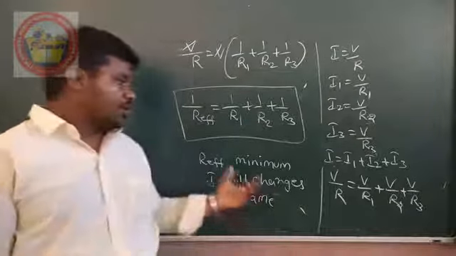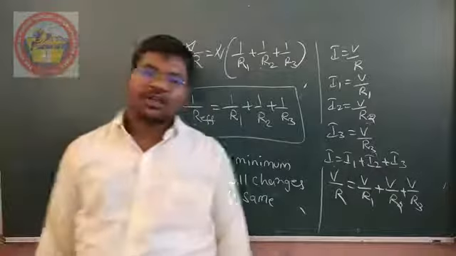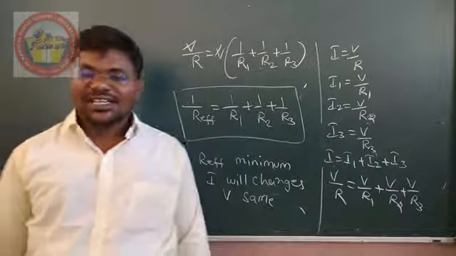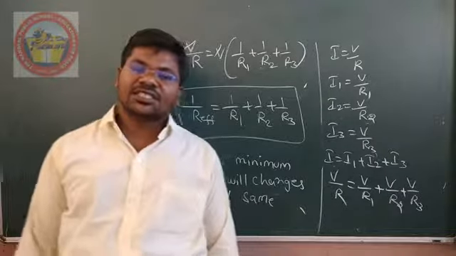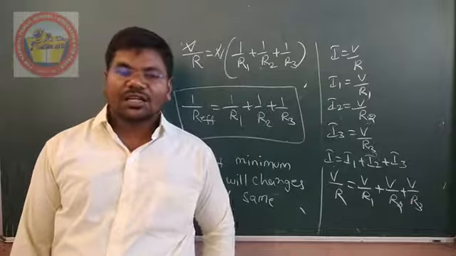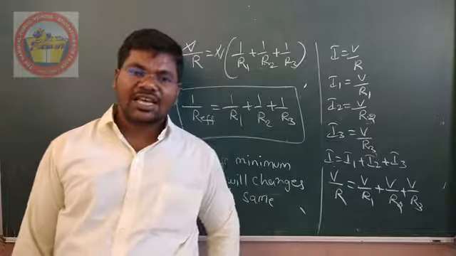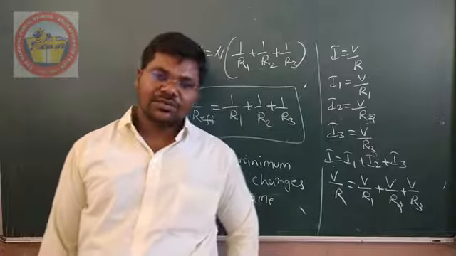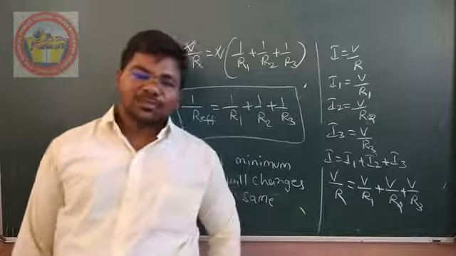The reciprocal of the effective resistance of a parallel combination is the sum of the reciprocals of the individual resistances. In this case, 1 by R effective is equal to 1 by R1 plus 1 by R2 plus 1 by R3.